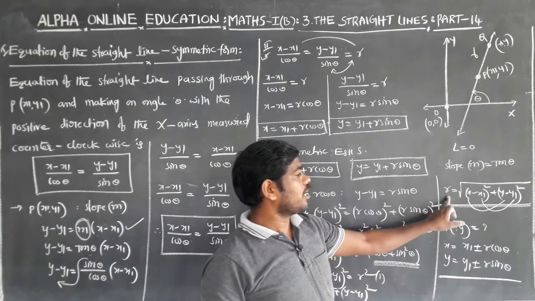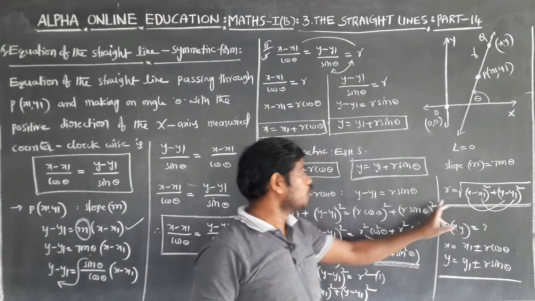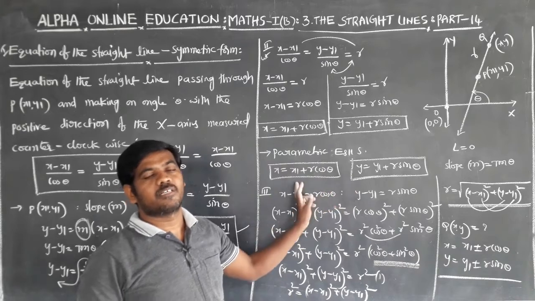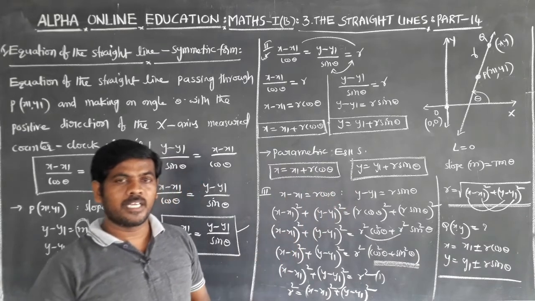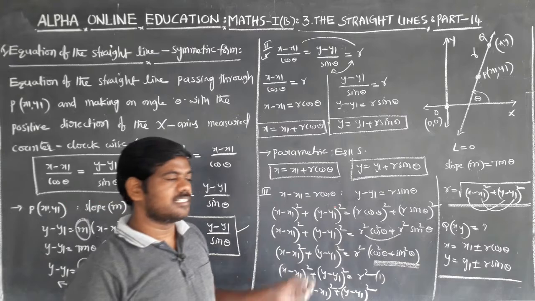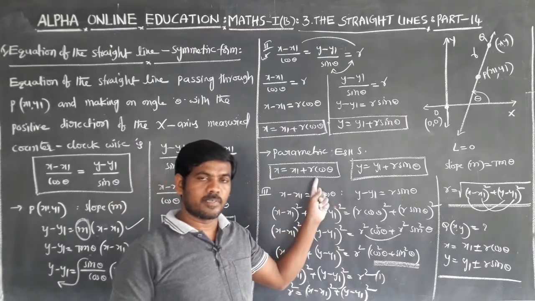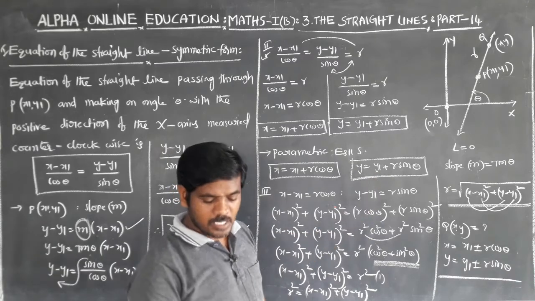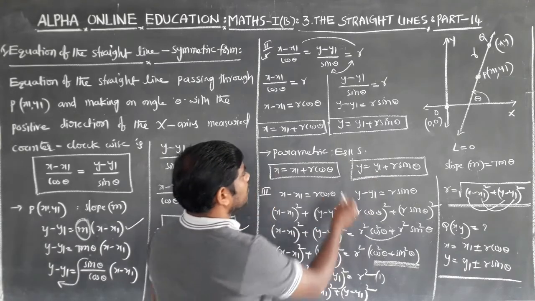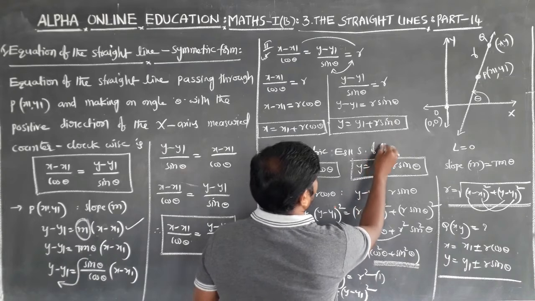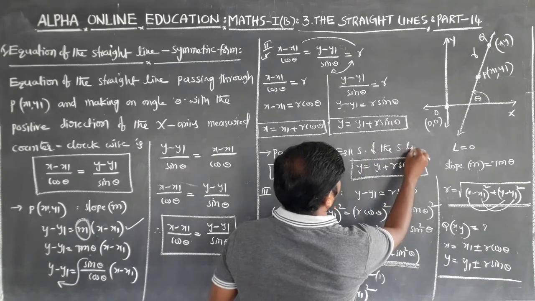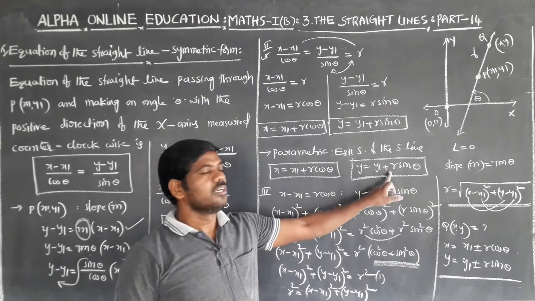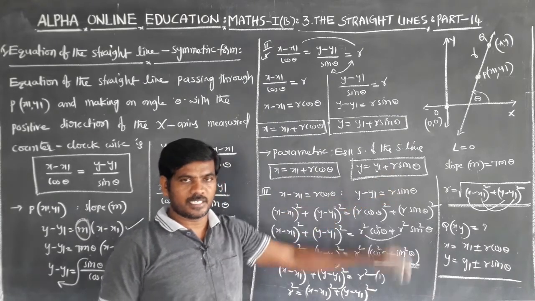This is the formula for the distance between the 2 points. This is the formula for the parametric equations of the straight line: x is equal to x1 plus r cos theta, y is equal to y1 plus r sin theta.